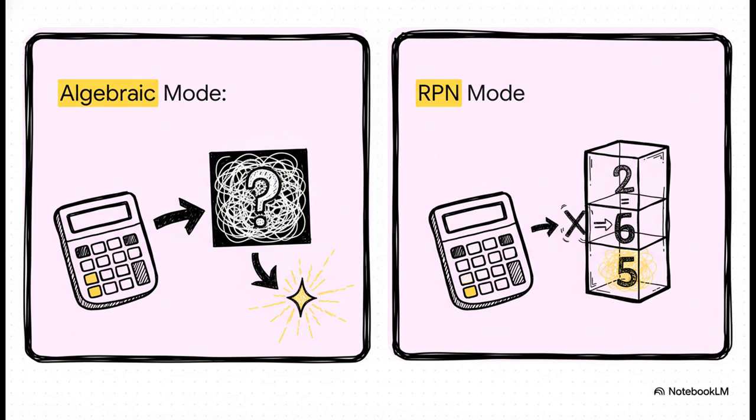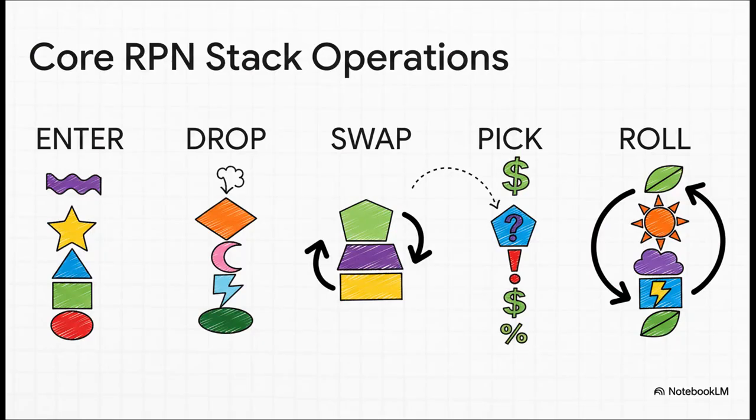It's opaque. But on the other side, you have RPN, reverse Polish notation. Here, there's no equals key. Instead, you've got this visible stack of numbers, and you directly manipulate them. It's transparent. It feels less like you're just punching buttons and more like you're actually sculpting the solution right in front of your eyes. And you do this sculpting with just a few simple, powerful operations.